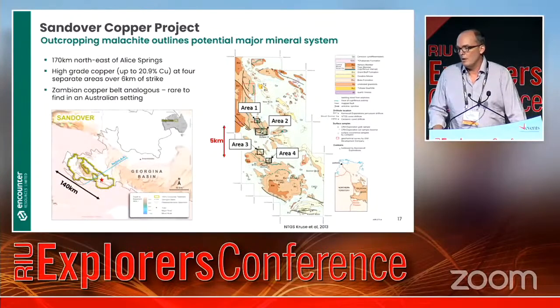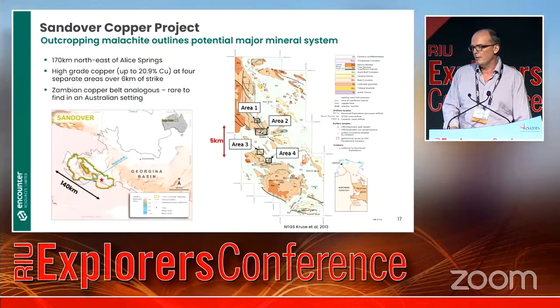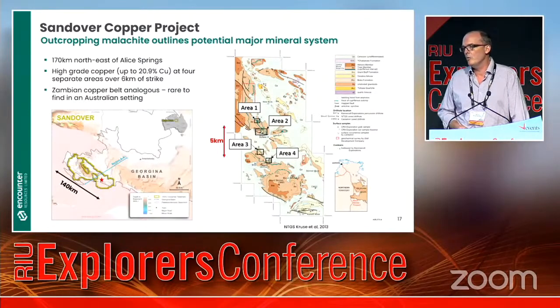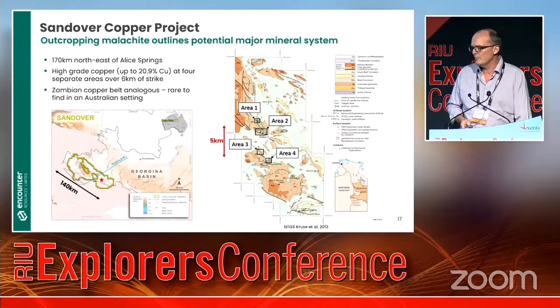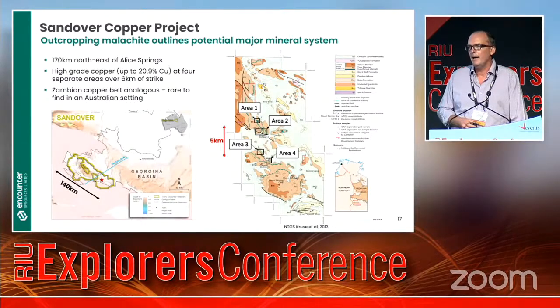Moving to the south, just on, another project which is going to see a lot of activity in 2022 for us is our Sandover Copper Project. This is an area 170 kilometres northeast of Alice Springs. Historically, there's been some copper mapped at surface, a stratigraphic horizon that had copper associated with it. We secured the project. The horizon was mapped over 20 kilometres. We went to an area about 6 kilometres, those 4 areas. We went and sampled. We got up to 20% copper at surface.